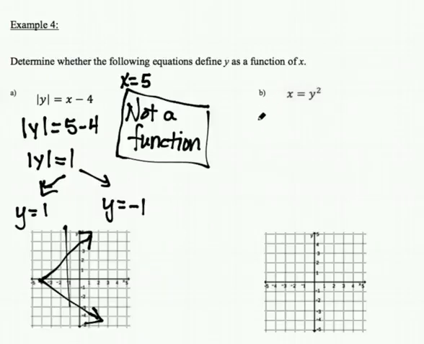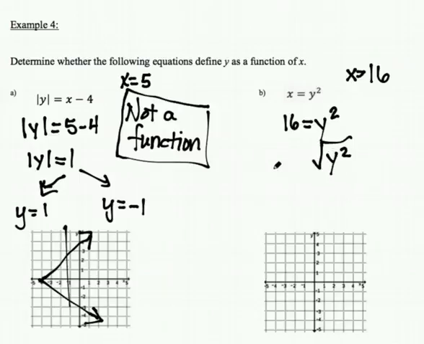Now, moving on to example B, x equals y squared. Again, you can pick an x value, okay? I'm going to pick x equals 16. When I plug 16 in, I get 16 equals y squared. How do I solve that? Well, I take the square root of both sides.